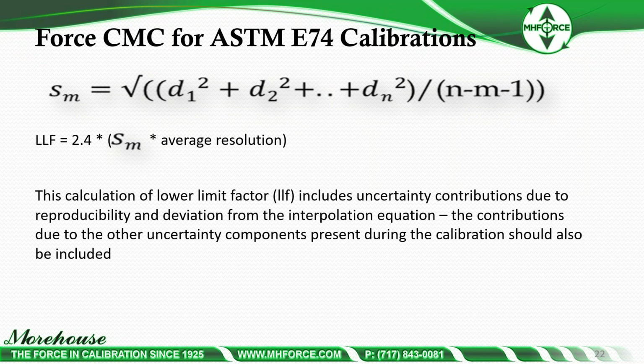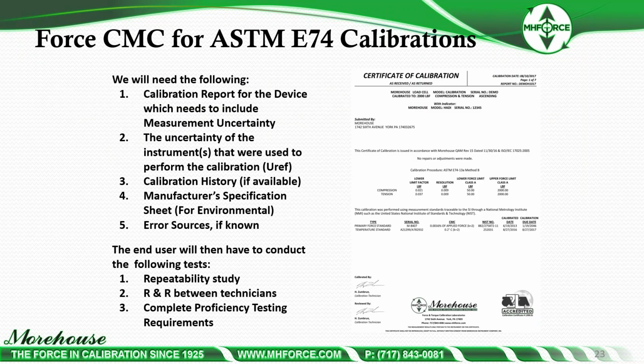This calculation of lower limit factor includes uncertainty contribution due to reproducibility and deviation from the interpolation equation. The contributions due to the other uncertainty components present during the calibration should also be included. So that's what the lower limit factor is. We're taking all those points, we're drawing a curve. That curve, those predicted responses, negates nonlinearity. It negates hysteresis. If you're doing descending measurements, you should have the instrument calibrated in the descending fashion, but you do not need to include nonlinearity or hysteresis.